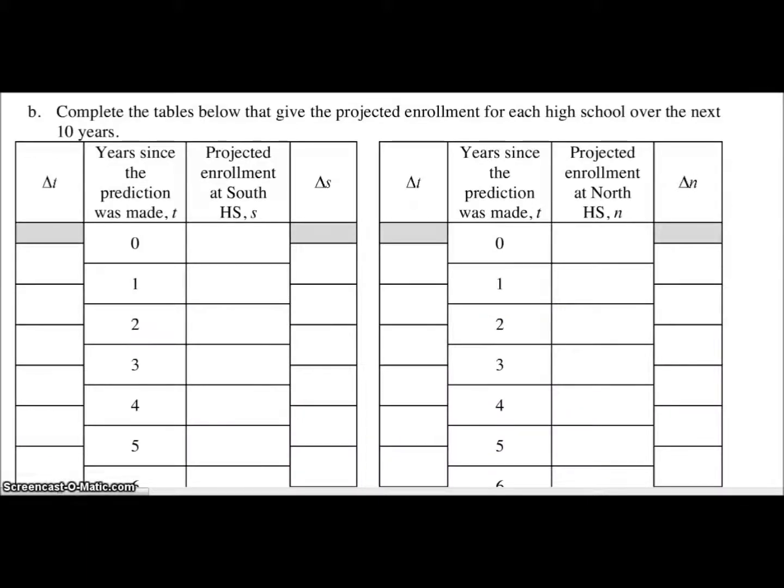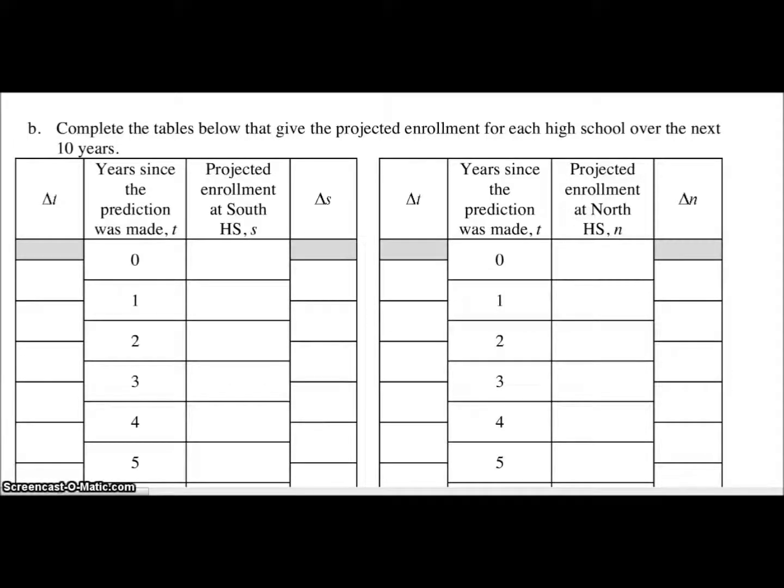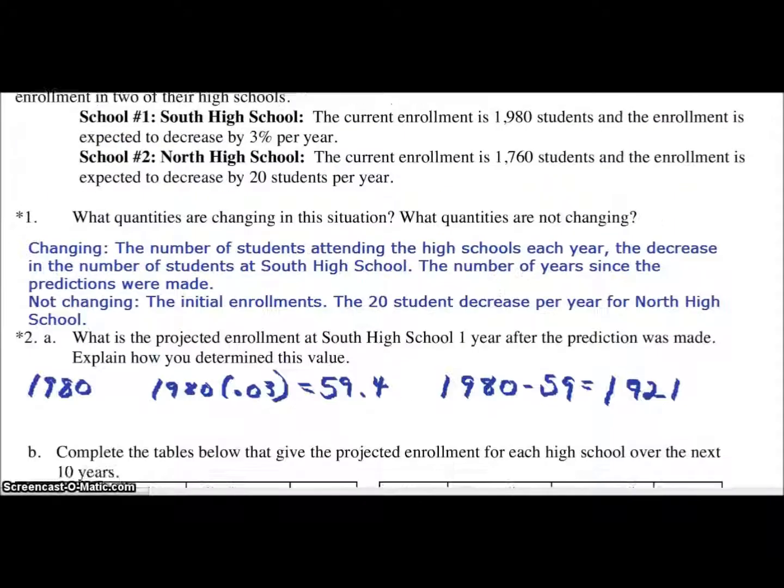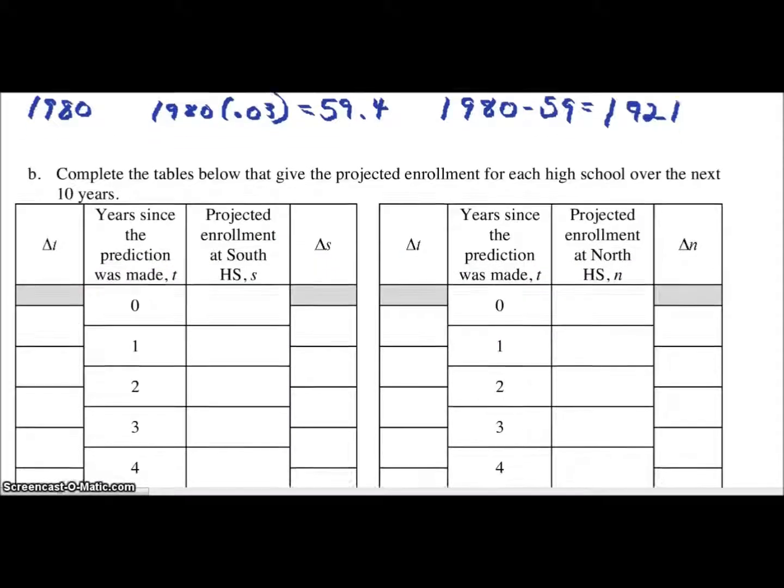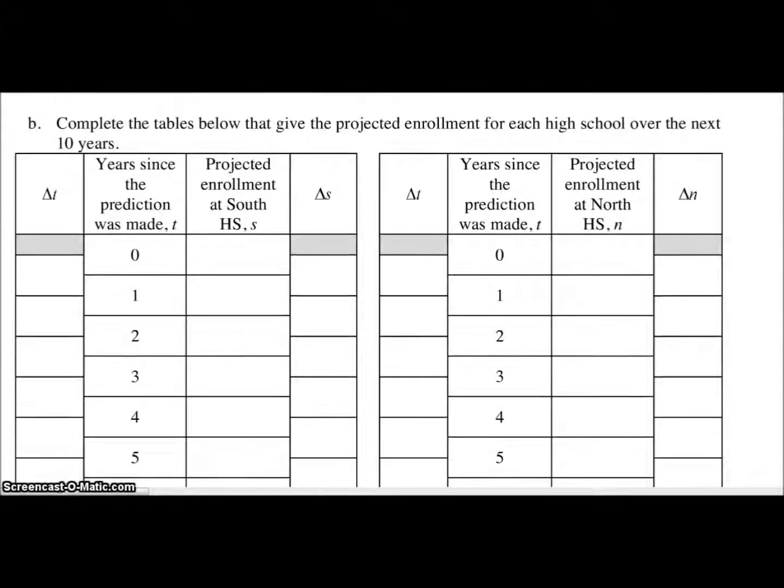Part B, complete the tables below that give the projected enrollment for each high school over the next 10 years. So let's start with South. Was that the one we just worked on? Yep, South High School, which is decreasing by 3% each year. Let's see, here we have the change in time. Well, notice that all these changes in time are just 1 year.